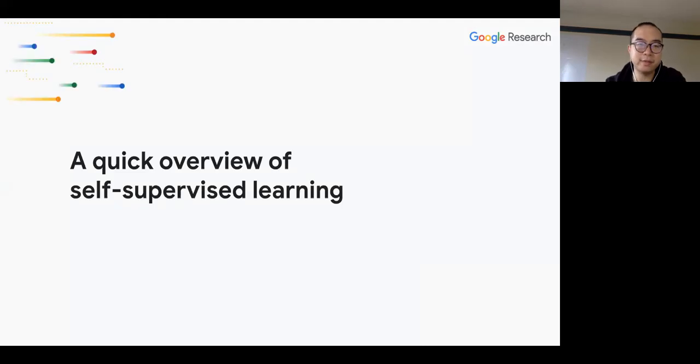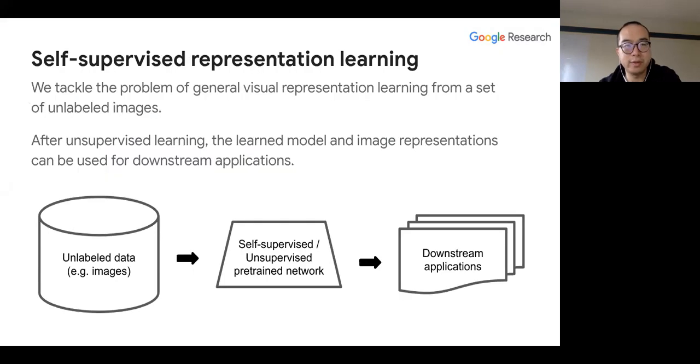So, the first part is going to be a quick overview. As many of you already know, self-supervised representation learning is very important, and it has made a huge impact in natural language processing and so on. So, you take some unlabeled data like images, then you train the network on it. And then after that, you transfer this pre-trained network to various downstream applications.